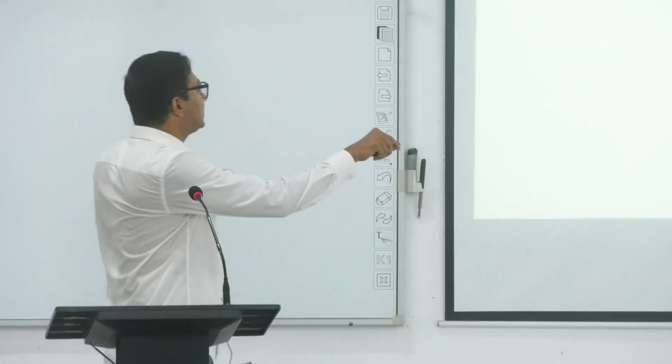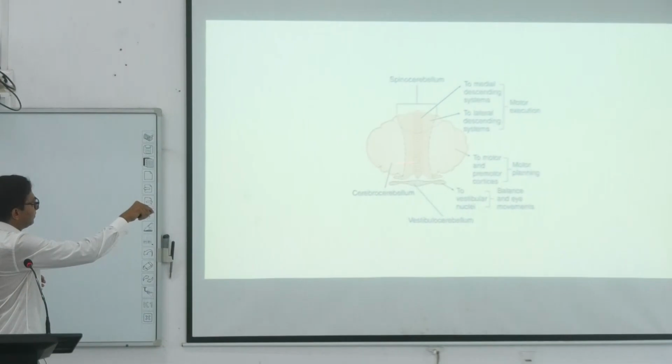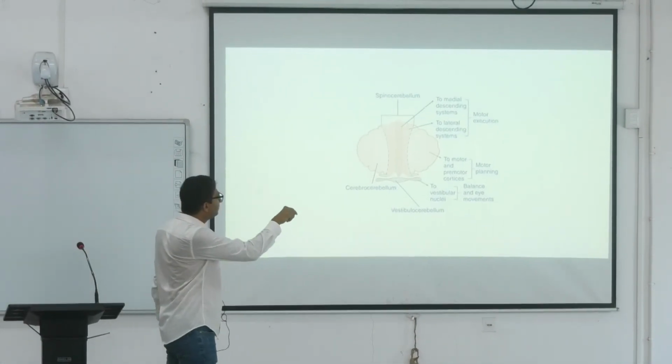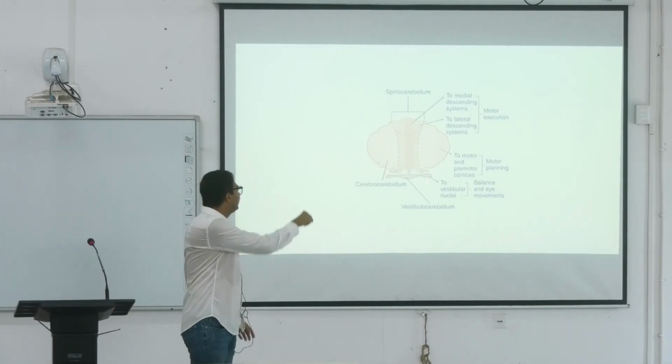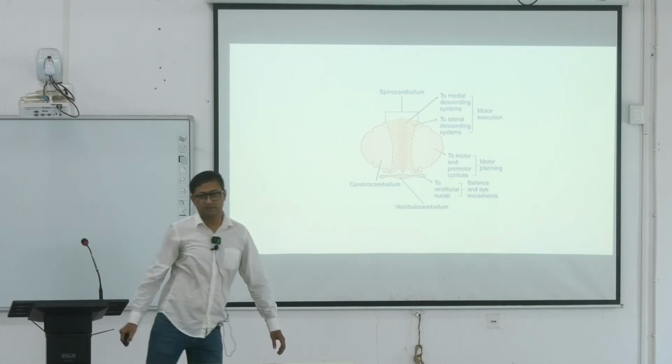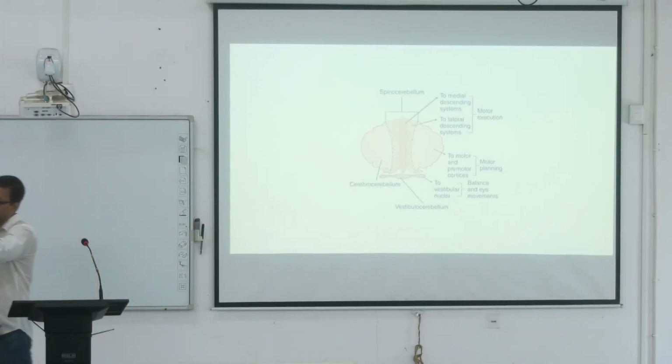Okay, now next is cerebrocerebellum. Cerebrocerebellum, that means cerebellar cortex. It goes to motor and premotor cortex, right? It goes to motor and premotor cortex, and the function is motor planning. It helps in motor planning, right?